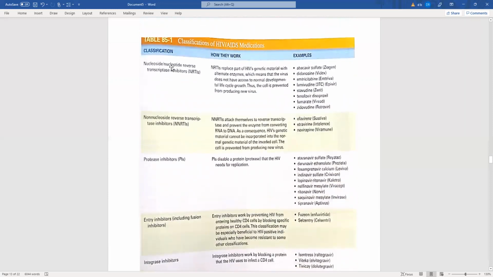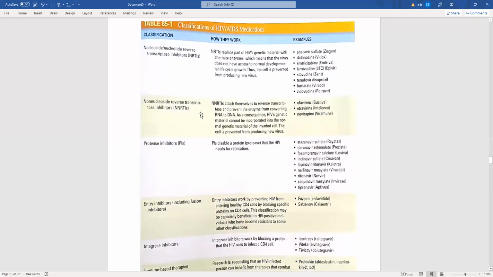So classification: nucleoside reverse transcriptase inhibitors, NRTIs. How they work is they replace part of the HIV genetic material with alternate enzymes, which means the virus does not have access to its normal developmental life cycle. Thus, the cell is prevented from producing new virus. So remember that.